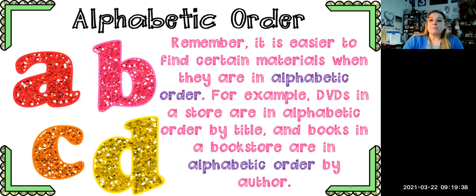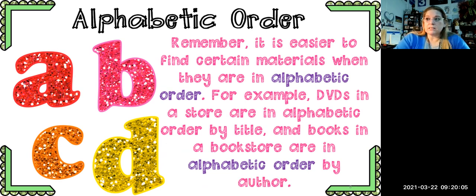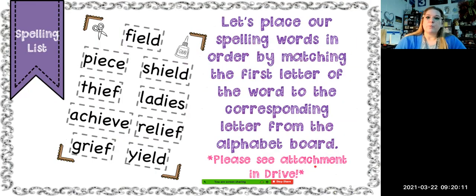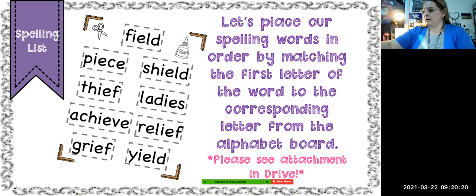Okay, so remember that it is easier to find certain materials when they are in alphabetical order. For example, if you are looking for a DVD or a movie in a store and they are in alphabetical order, it's easier to find. If you're at a bookstore and you're looking for a book, it's easier to find if you know who the author is and you can look up their name in alphabetical order. It's easier to look for things in a dictionary when they're in alphabetical order. So we are going to put our spelling words in order by matching the first letter of the word to the corresponding letter on our board.